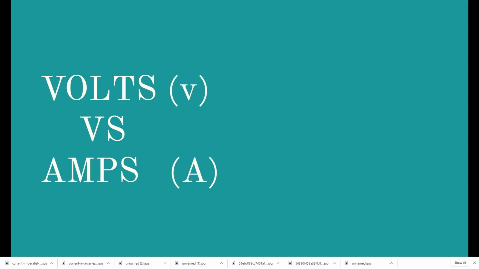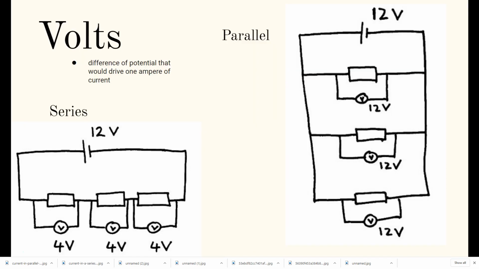And that is volts versus amperage. Now volts is basically the difference of potential that would drive 1 amp of current, meaning that 12 volts here, let's say, that's the potential of moving all 12 volts through this guy. And it's important to note that when we look at volts versus amps, we have to look at them in the context of what our circuit is. Is it series or parallel?